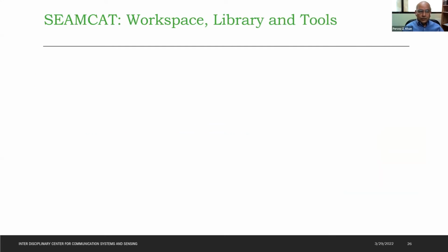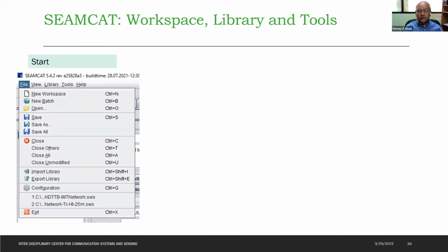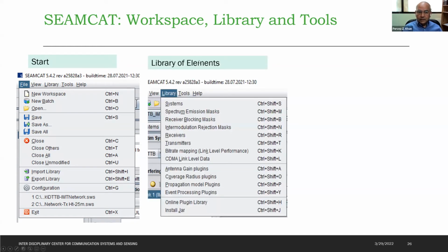Now, I want to introduce the interface of the tool. Naturally, the first file created is a workspace, and it has the extension SEAMCAT workspace, SWS. That houses all the definitions of the systems, but it is also supported by different libraries. Library elements include receivers and transmitters, your own design receivers and transmitters, and antenna and link plugins. These are plugins which you can define and then import, and you can have an online library also. So it's a very good support.